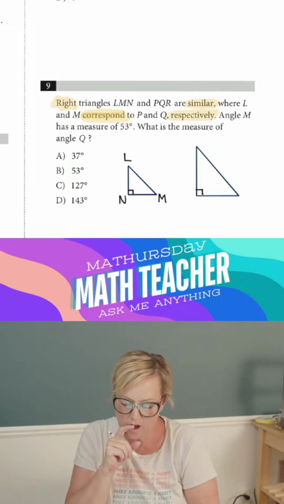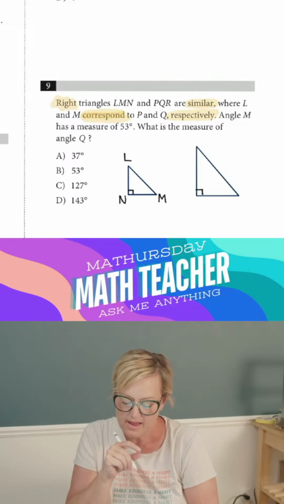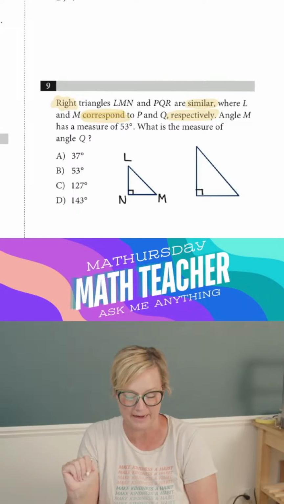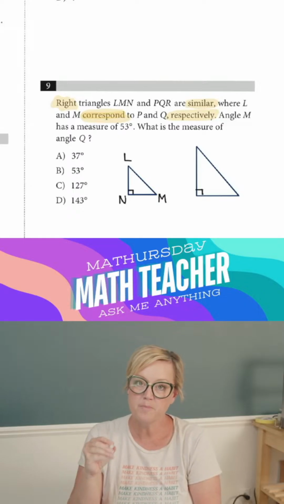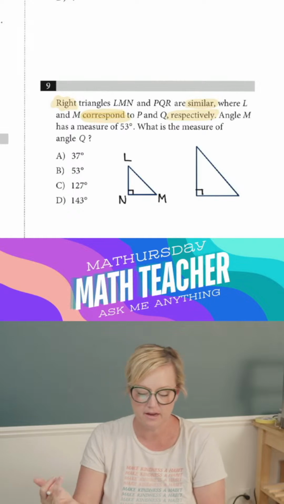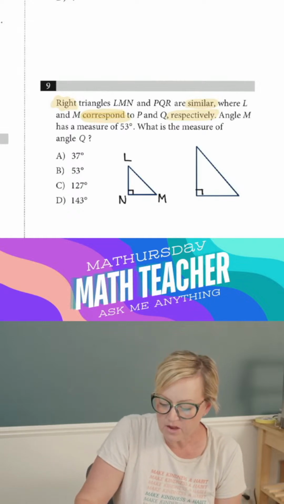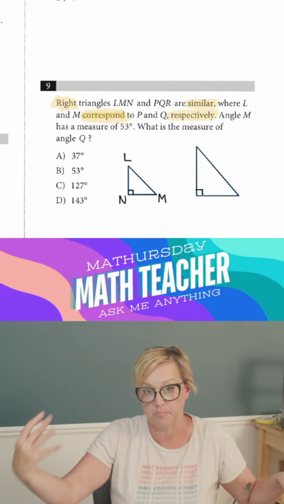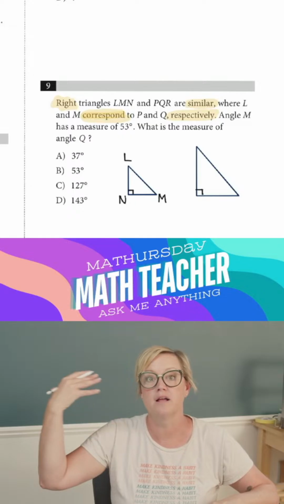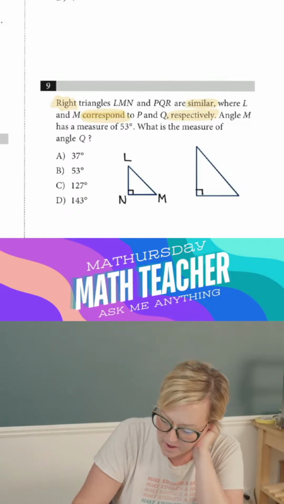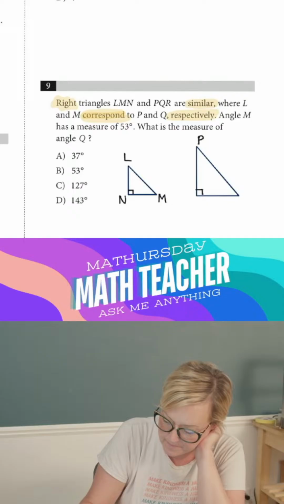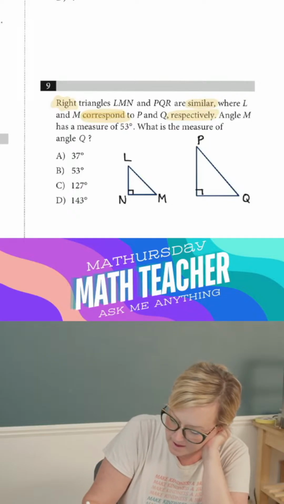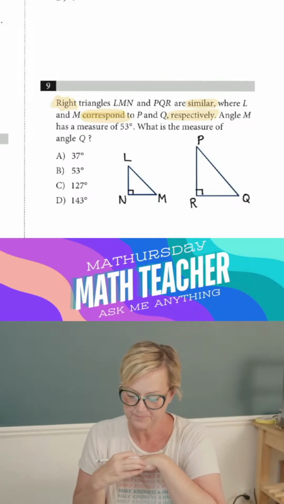Now PQR are similar where L and M correspond to P and Q respectively. Okay, so corresponding means that they're in the same location within the figure. And then respectively refers to the order: L corresponds to P and M corresponds to Q. So that means that this must be R.